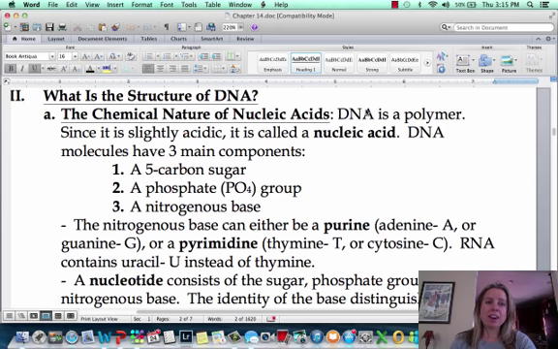Okay, now we're going to talk about the actual structure of DNA, and some of this might be a little review from some stuff we talked about earlier in the semester. So DNA is going to be a polymer. If you remember, a polymer is made up of repeating subunits called monomers, and the monomers are going to be nucleotides.